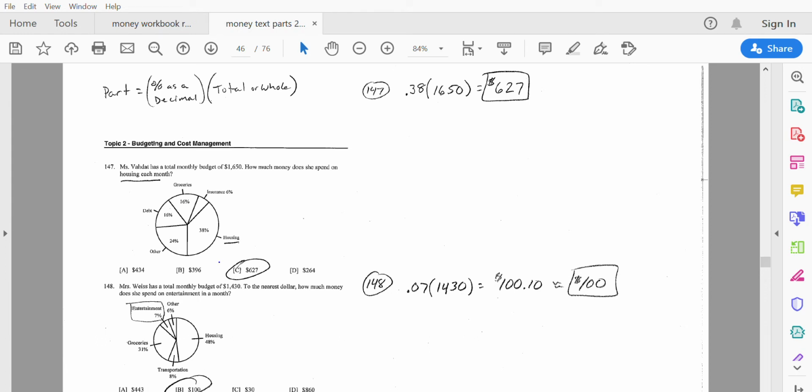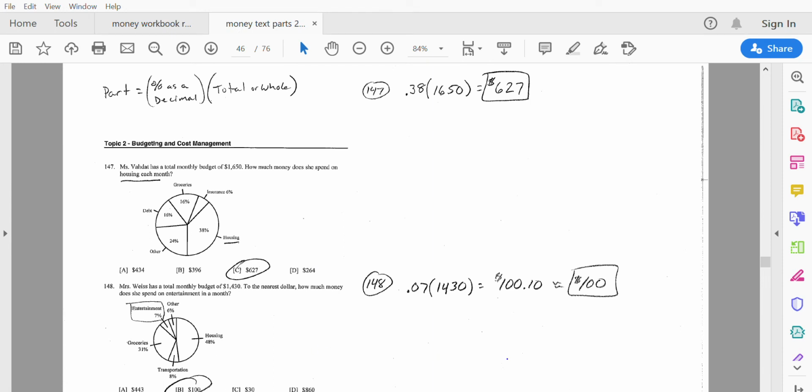Okay, number 148, similar type of problem. Monthly budget is 1,430. It says to the nearest dollar, how much money does she spend on entertainment? So again, entertainment is represented by 7% of the budget. So remember, 7%, we move that 2 to the left, 1, 2, and we fill in with that 0, and that's why it's 0.07 over here, times the total budget, comes out to be $100.10, and they said to the nearest dollar, so we're saying $100.